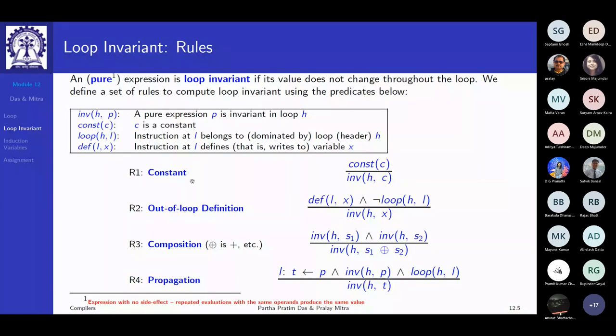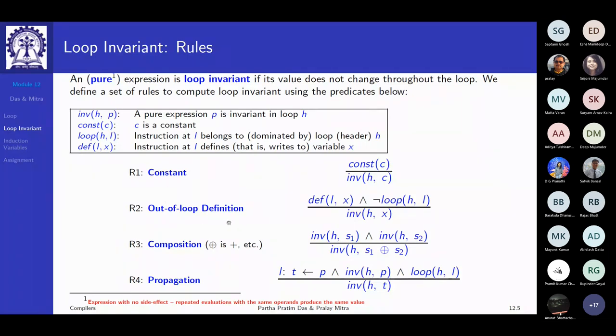So there are 4 rules. One is a constant rule, which is obvious: if there is a constant, const C, if this is true, then INV HC will be true. If there's a constant, then it is invariant within the loop. I mean, it's kind of a trivial statement, but it's required.